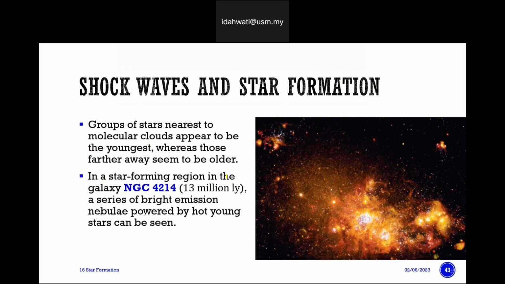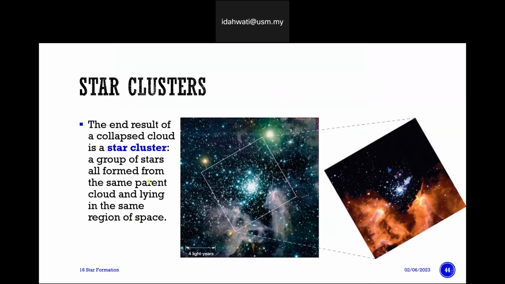In a star-forming region in the galaxy, a series of bright emission nebulae powered by hot young stars can be seen. The end result of the collapsed cloud is a star cluster.